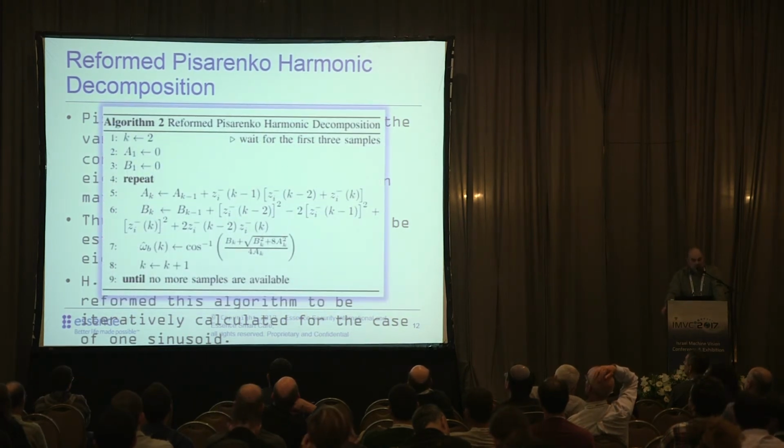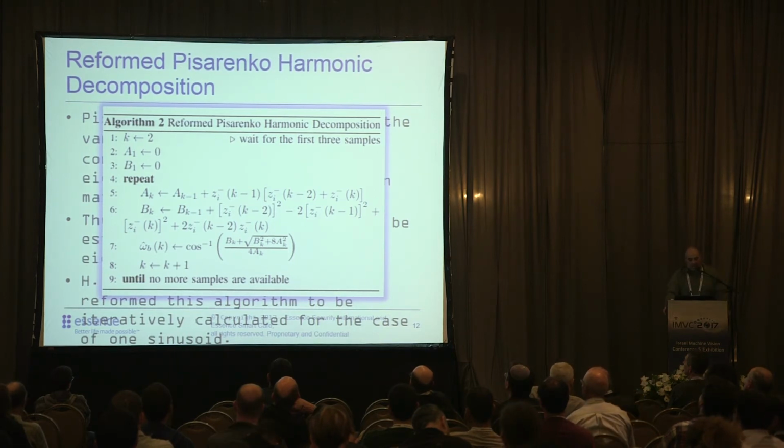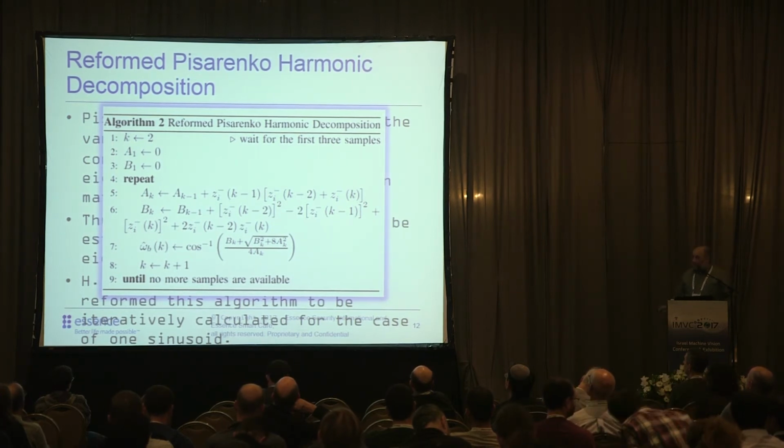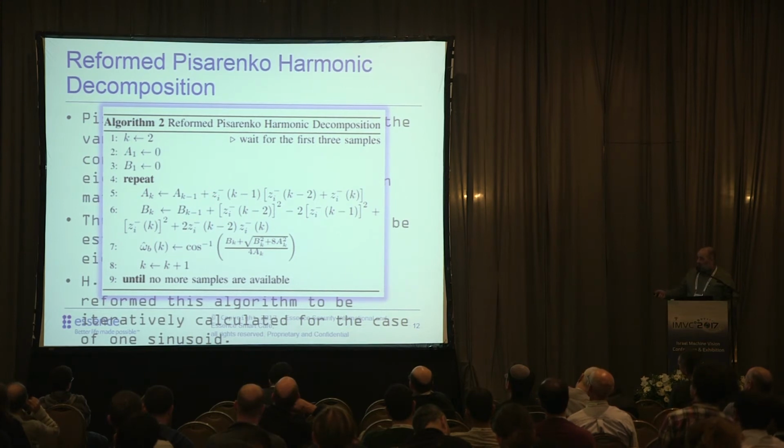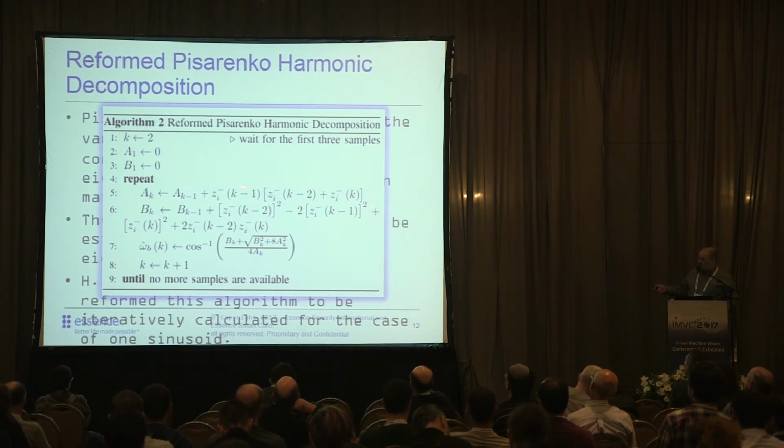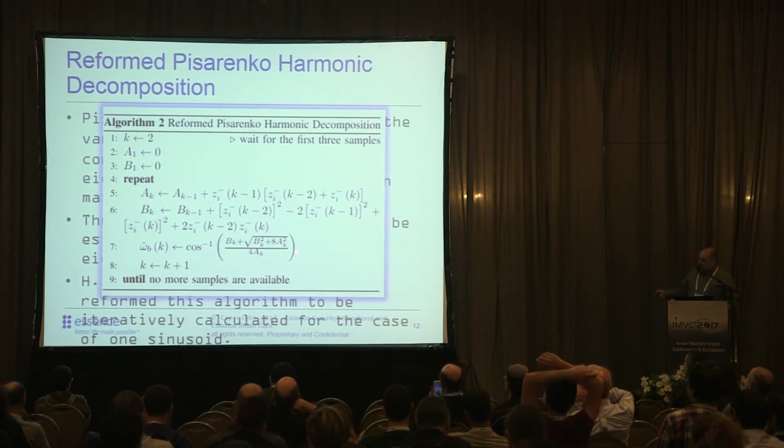We can see the algorithm here. It's very, very simple, actually. It has two main constants that we iterate through calculation, A and B. Note that A and B only rely on the last 3 samples, namely K, K-1, and K-2. These A and B, after each iteration, are plugged in here to calculate the breathing frequency.